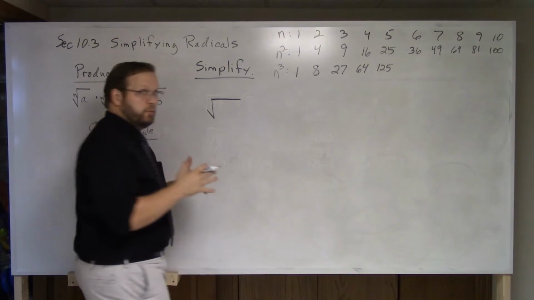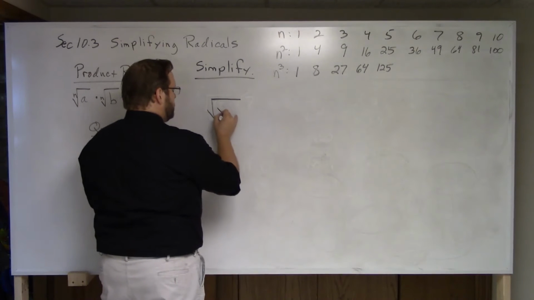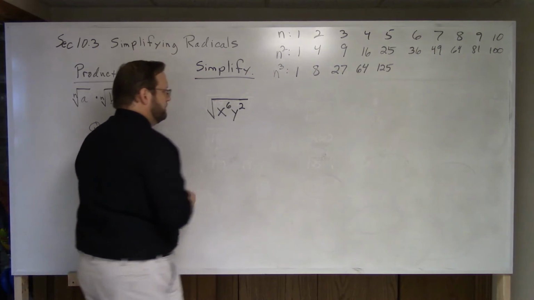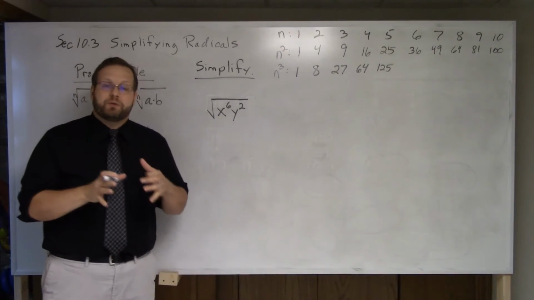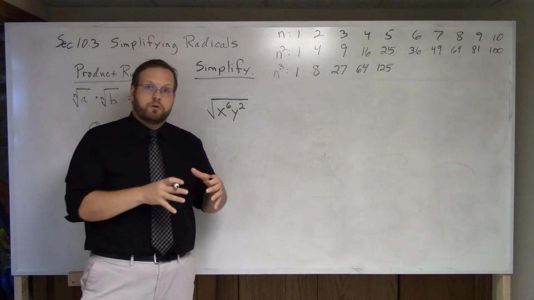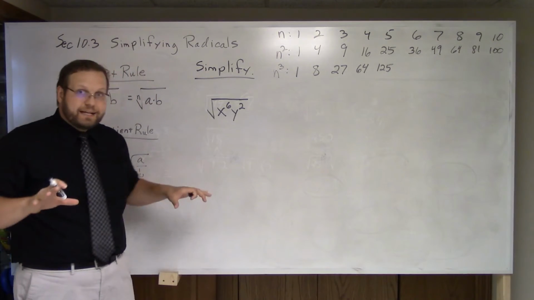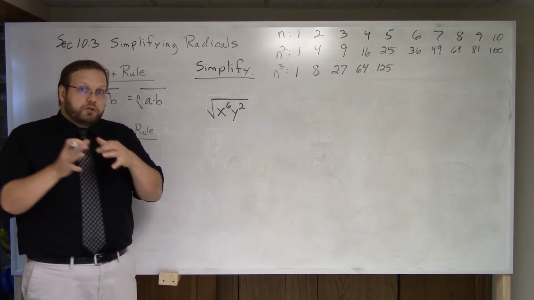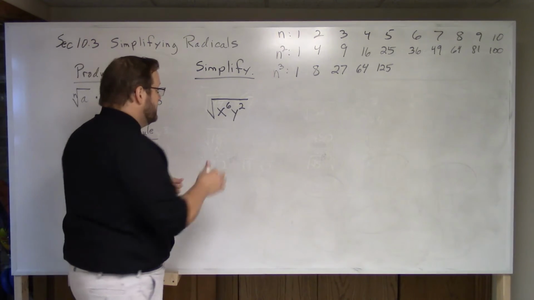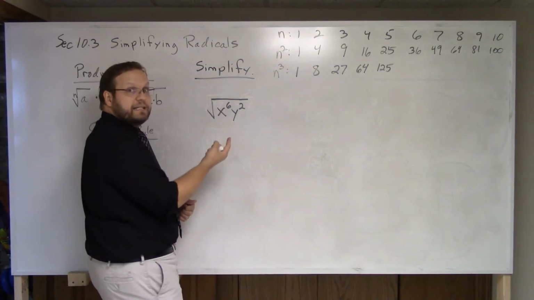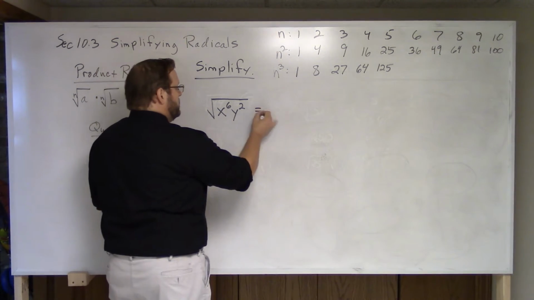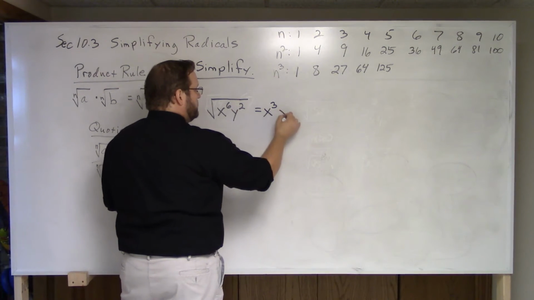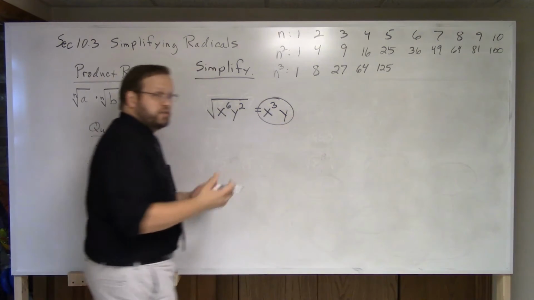Let's start with something that we know how to do. Let's say we have square root of x to the 6th y squared. Okay? Now in the past we had to worry if we were dealing with any real number or just positive real numbers. In this section, you're just dealing with positive real numbers, so you don't have to worry about those absolute value bars. So what we did in the past is we simply divided by that index. In this case, that index is understood to be 2. So 6 divided by 2 is a 3, and then 2 divided by 2 is just a 1. That's all there is to it.